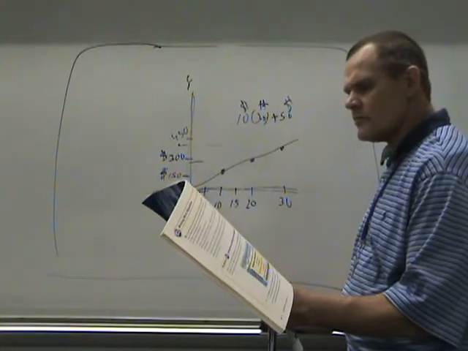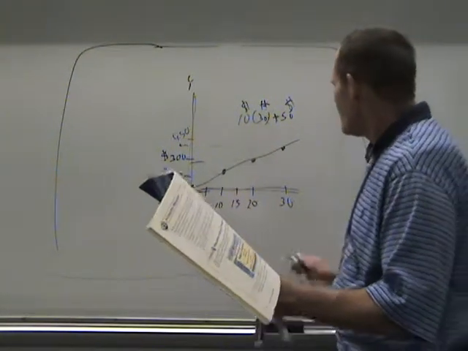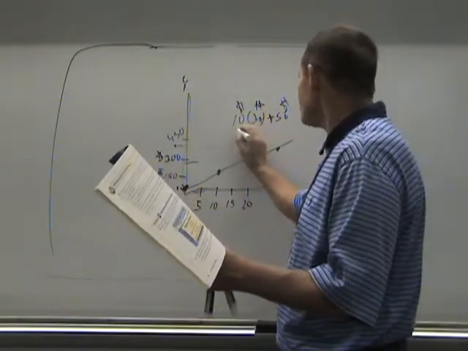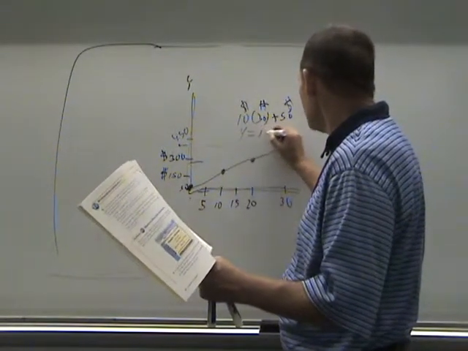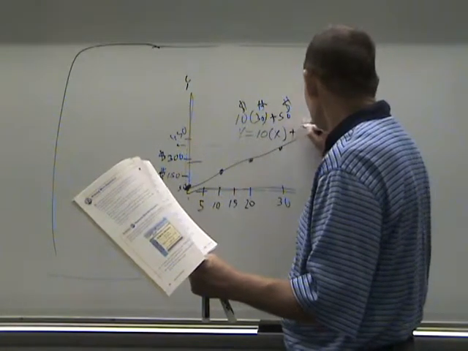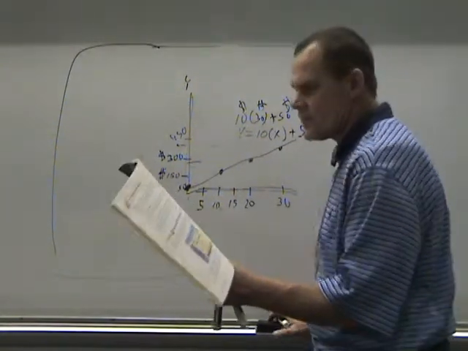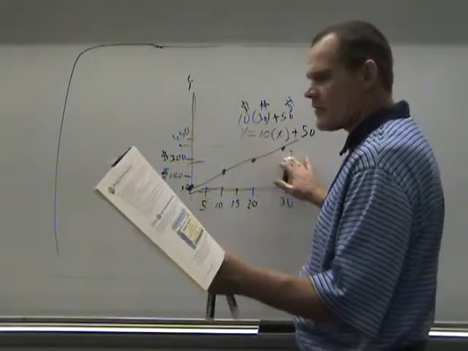Then it says to write an equation. We did. The equation could be y equals 10x plus 50. So you have to know how to do that. You have to know how to do that. And then we have to know how to graph it.